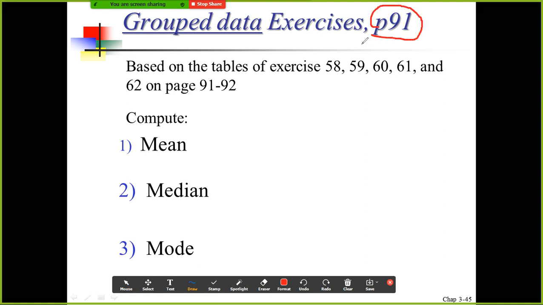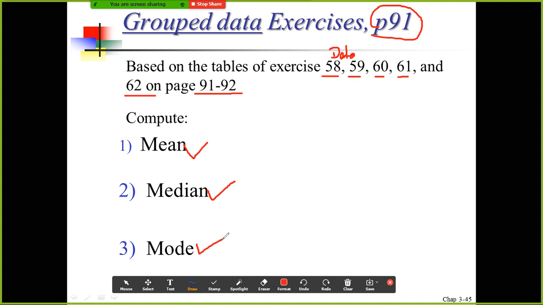Page 91. What do you need to do? Exercises number 58, 59, 60, 61, 62. Okay. When you go to pages 91 and 92, you can see the exercises. You can see data. Use only the data. Don't answer the questions asked in exercises 58, 59, 60, 61, 62. Don't answer those questions. Just use the data from this exercise to answer mean, median, mode.